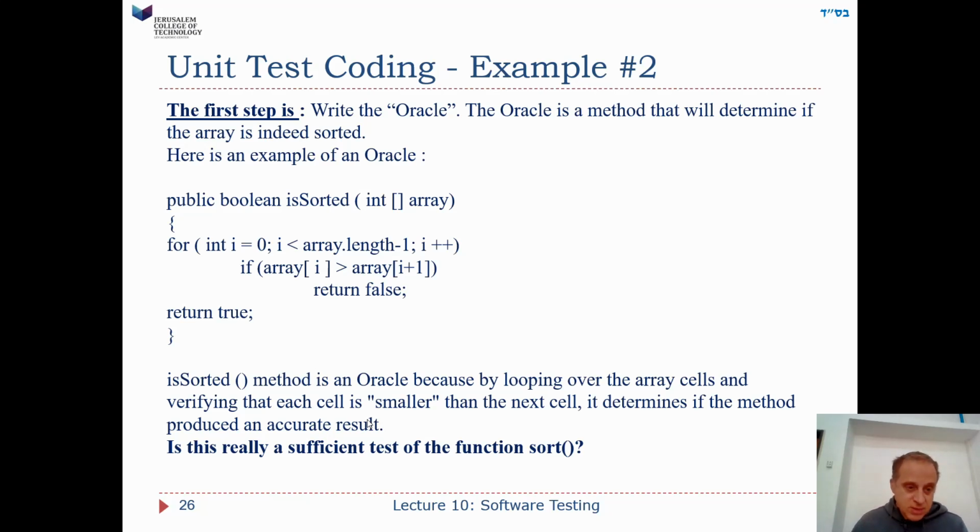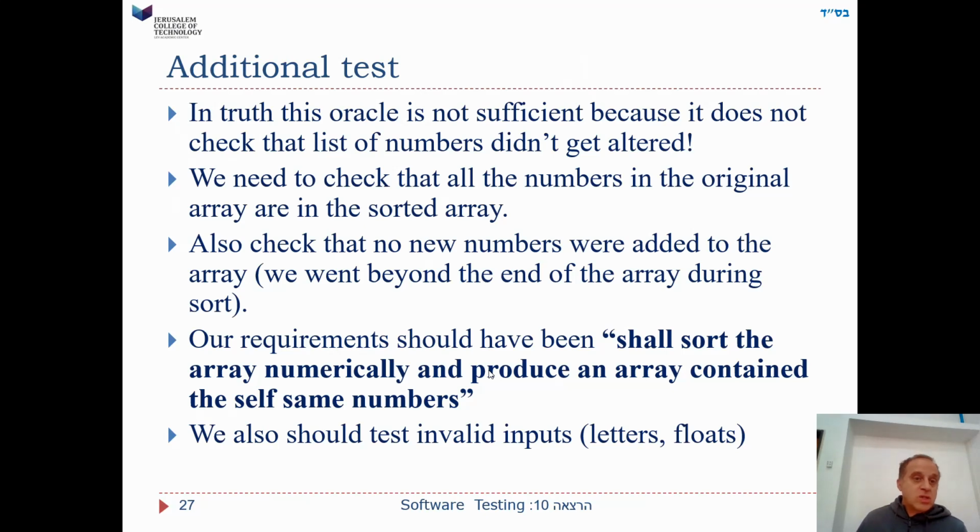the desired result. Now I ask, is this really a sufficient test of the function sort? Is this sufficient in your opinion? Is there something missing from our test? Assuming that the array is supposed to be ascending, is there something missing? So I propose yes. In truth, this oracle is not sufficient because it doesn't check that the list of numbers didn't get altered.